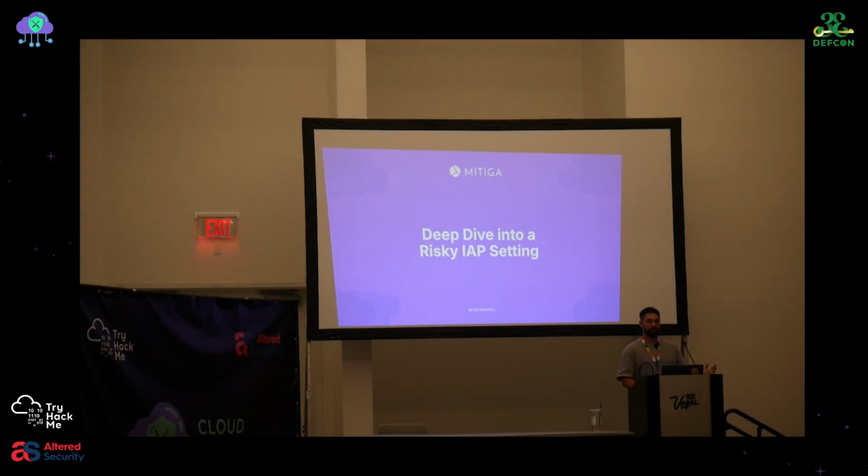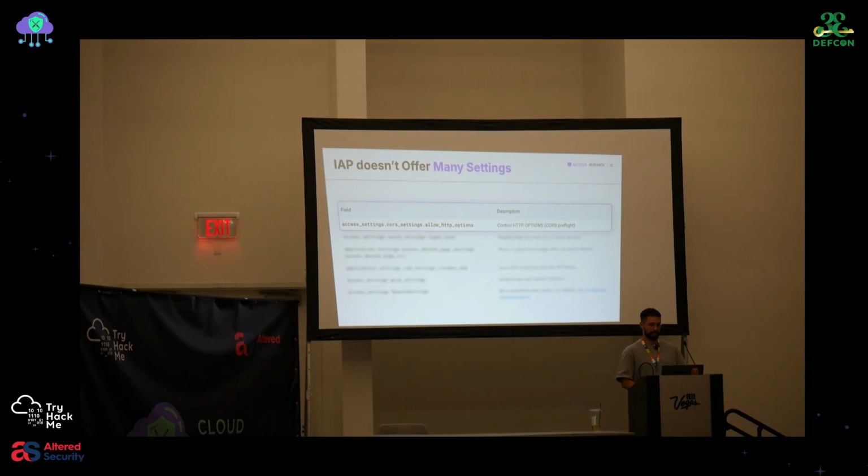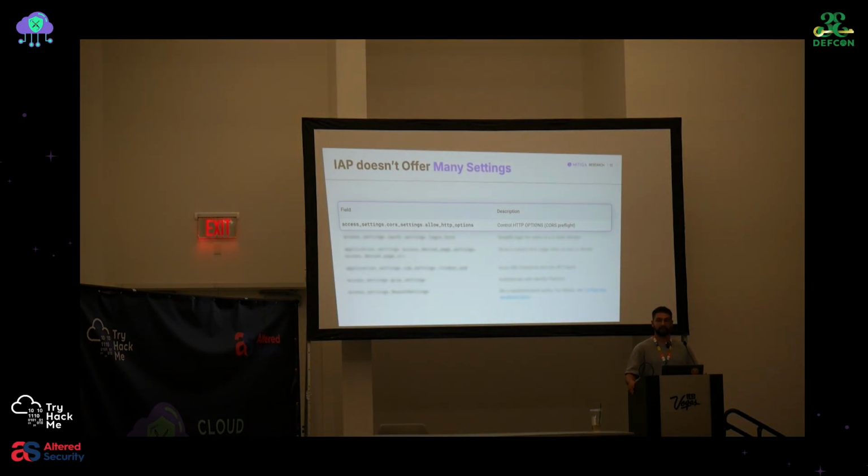So I showed you two IAP misconfigurations, and now let's do a deep dive into one risky setting that, if enabled on IAP, allows attackers to potentially exfiltrate secrets. The name of the setting is Allow HTTP Options. And the description says, control HTTP options, CORS preflight. But to truly understand that setting, we first need to understand what CORS is and what CORS preflight is.